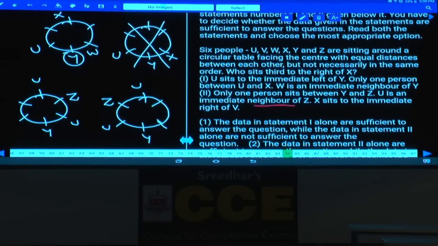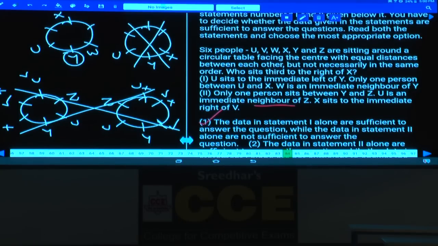X sits to the immediate right of V. What are the different possibilities we can have? X and V can be like this, or X and V can be like this. Here also X is to the immediate right of V. X and V can be at this place, or X and V can be at this place. So how many possibilities do we have? The position of X itself is not fixed here. Hence 2 alone is not sufficient. Then what is your answer here? Only 1 alone is sufficient, so 1 alone is the answer. Now this is about question number 84.